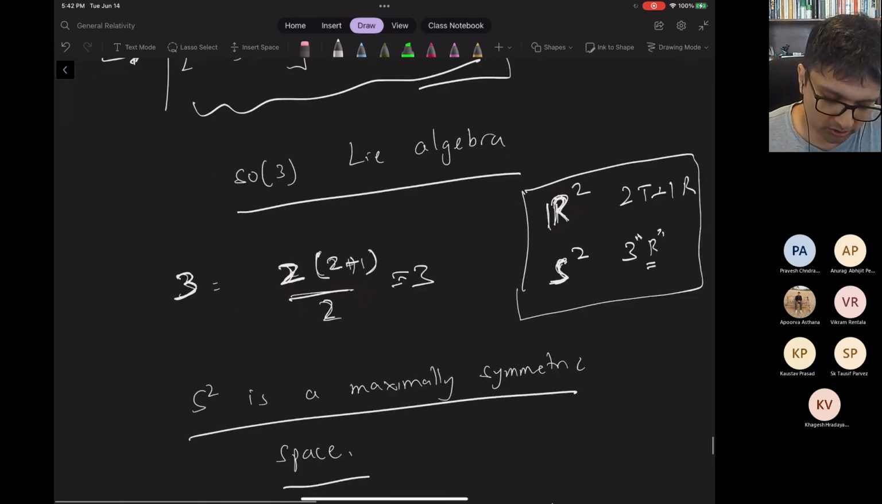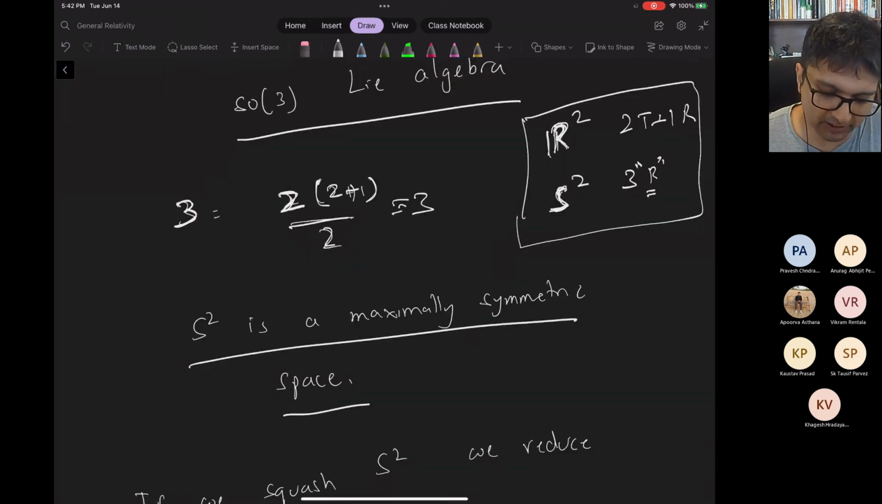So this S2 is also a maximally symmetric space. It turns out that H2, the hyperbolic space, which you had worked out in several examples, is also a maximally symmetric space. S2 is a maximally symmetric space of positive curvature. H2 is a maximally symmetric space of negative curvature.